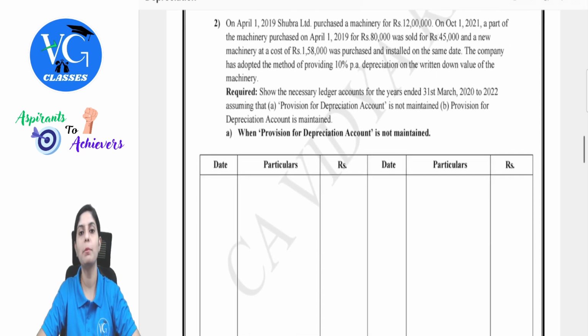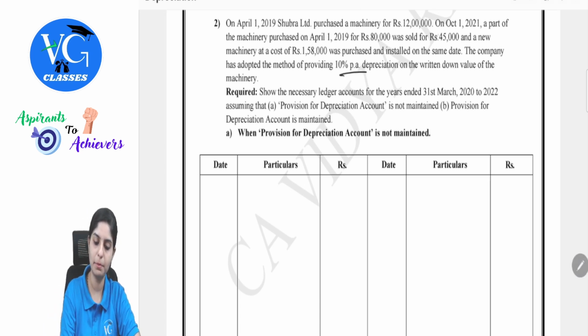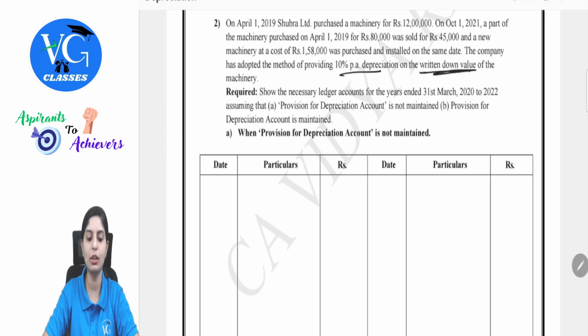Next, question number 2. On 1st April 2019, Shubhra Limited purchased a machinery for 12 lakh. On 1st October 21, a part of the machinery purchased on April 1st, 2019 for 80,000 was sold for 45,000, and a new machinery at a cost of 1,58,000 was purchased and installed on the same date. The company has adopted providing 10% depreciation on, again, which method? Written down value. Now observe what they have asked.